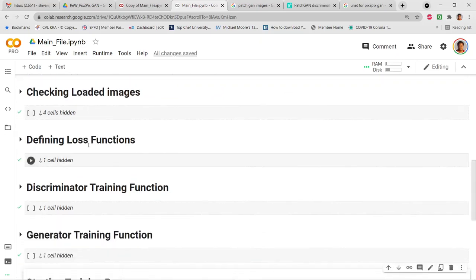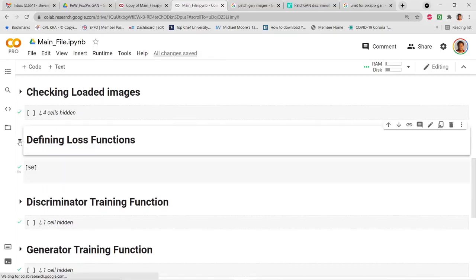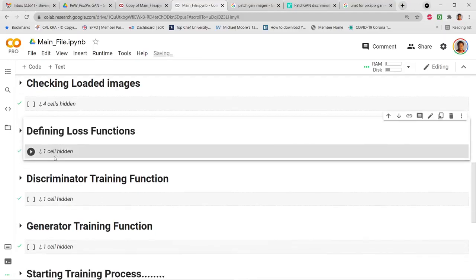This is the loss function cell, which is important because in Pix2PixGAN we are using two loss functions. One is binary cross entropy with logits loss. This is nothing but GAN loss, and this one is L1 loss. L1 loss is nothing but Pix2Pix loss. So we'll be learning about all these losses in detail as and when we progress. This is just the overview of the Jupyter notebook.